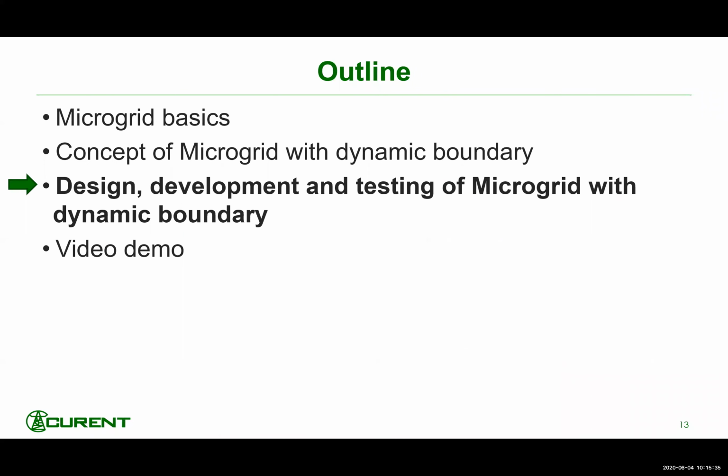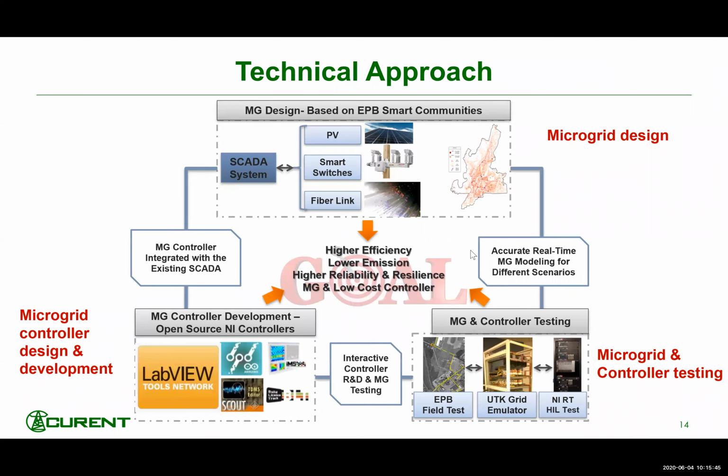Next, I will introduce how we design, implement, and deploy this microgrid and this controller with dynamic boundary. Basically, we have 3 major tasks: microgrid design, microcontroller development, and testing and deployment. For the microgrid design, we want to decide the optimal size of the battery to make sure of the reliability of the critical load.